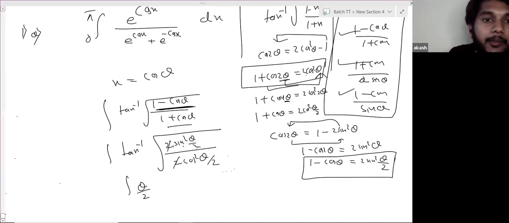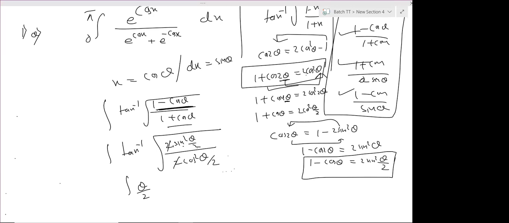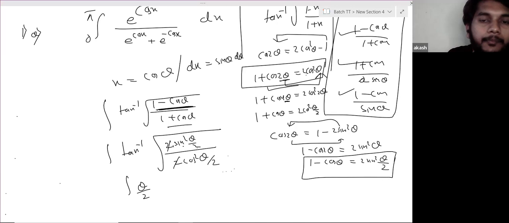Also, you have to write dx also, right? You have to differentiate. I forgot to do this. Whenever we use substitution, we have to replace dx. Dx will be sine theta, right? Yes, sir. Sine theta minus sine theta. Differentiation of cos theta is?